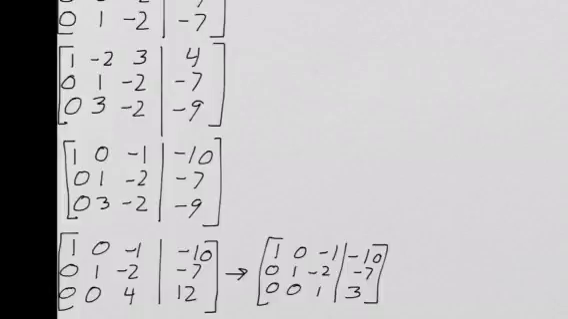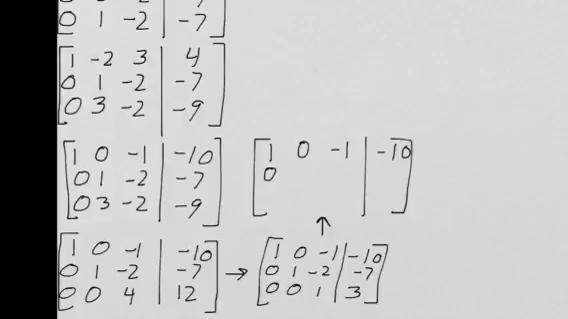And now I'm going to add twice the third row to the second row. So 1, 0, negative 1, negative 10. First row stays the same. Then adding twice the third row to the second row, I still get 0, 1. And then 2 times 1 is 2, minus 2 gives me 0. 2 times 3 is 6, minus 7 gives me negative 1. And then the third row stays the same.